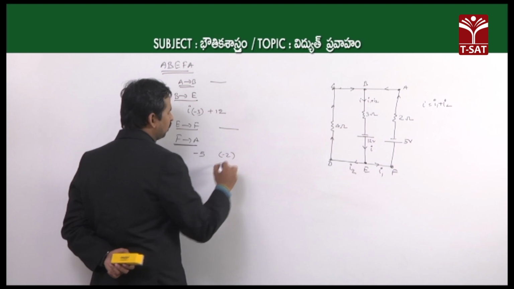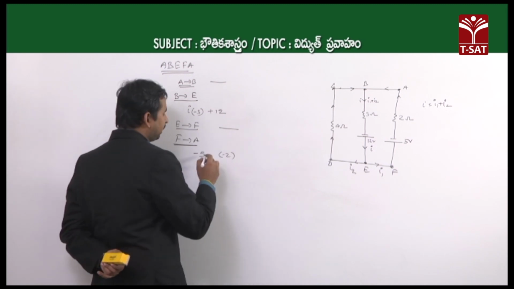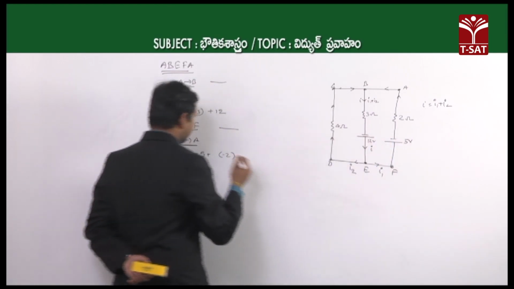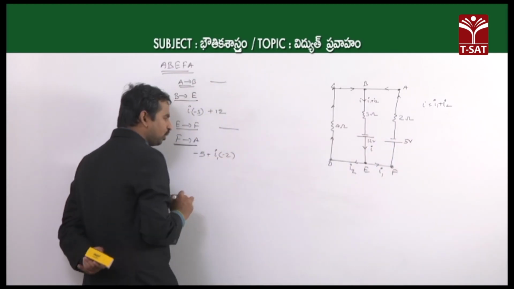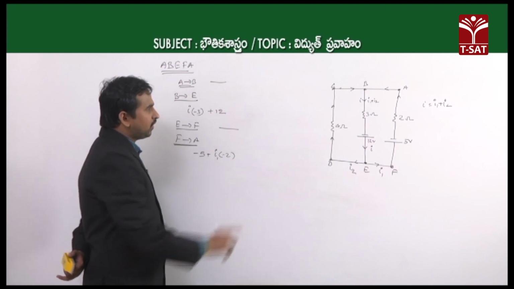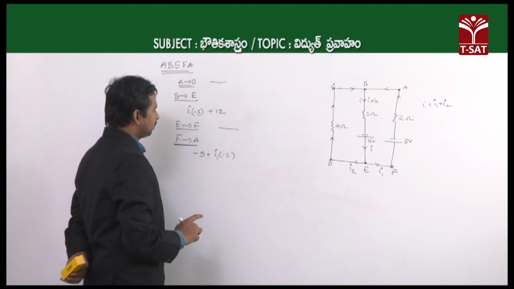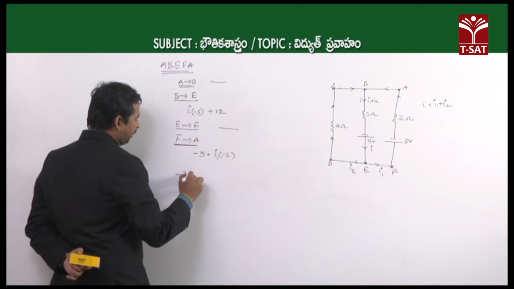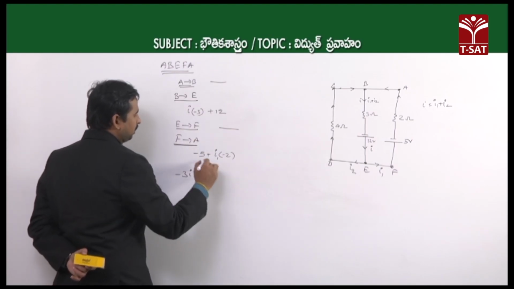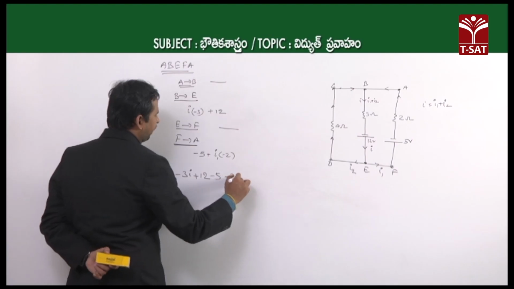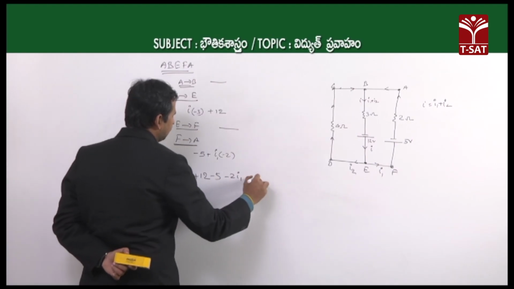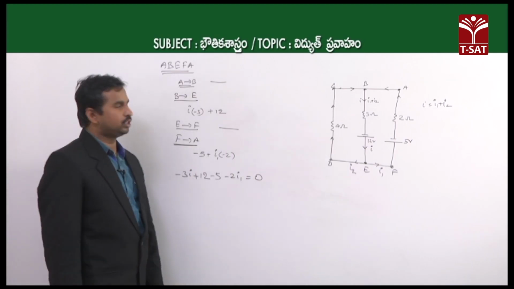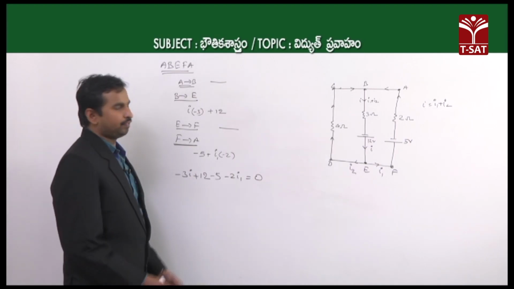So, that is of minus 2, and the current here, I1, is coming inside. So, I1 of minus 2 that is, up to between F to A. So finally, what we got is minus 3I plus 12 minus 5 minus 2I1. This algebraic sum is equal to 0. That is our first circuit, which is A, B, E, F, A.